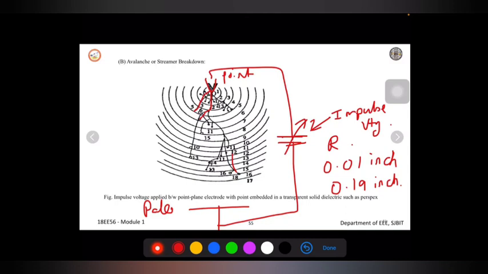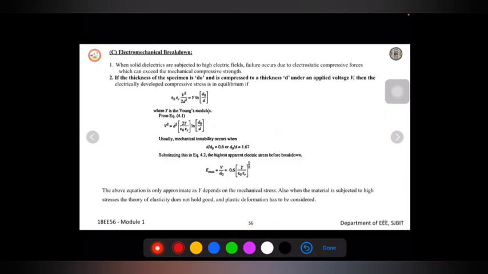If it is gaseous, we know how the conduction channel will be created, and we have seen a few equations in streamer theory. Here a few drawbacks of the earlier theory have been considered that we need to highlight. Here it explains just how the channel will be created from anode to cathode with respect to avalanche breakdown. The next one is electromechanical breakdown.